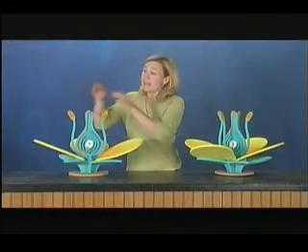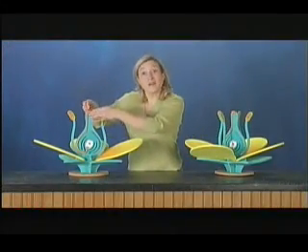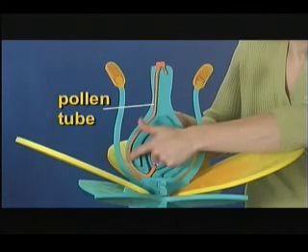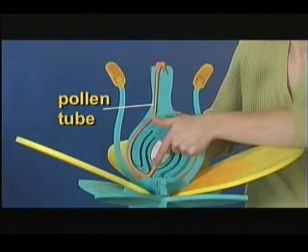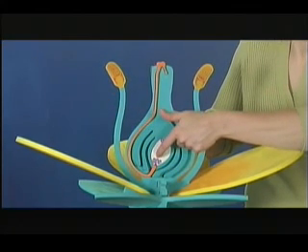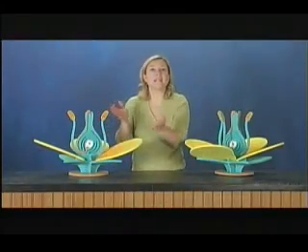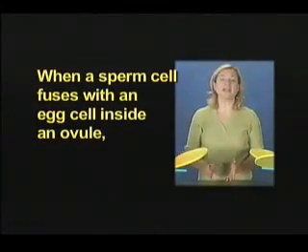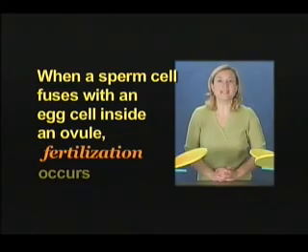Once the pollen grain lands on the stigma, a pollen tube grows from the pollen grain through the style and into the ovary. Sperm cells inside the pollen grain travel down the pollen tube into the ovary, which contains the ovules. When one of the sperm cells fuses with the egg cell inside an ovule, fertilization occurs.